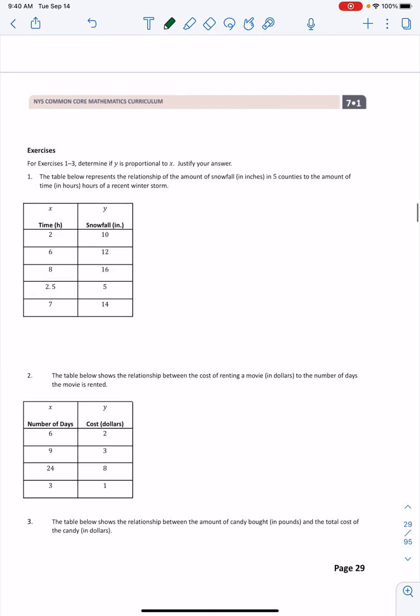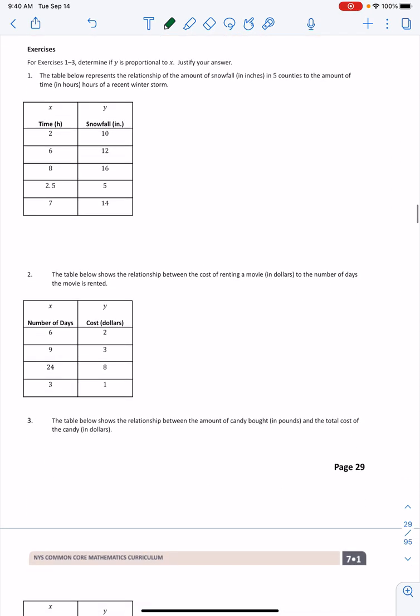Our next example, it says for exercises 1 through 3, determine if y is proportional to x and justify your answer. The table below represents the relationship of the amount of snowfall in inches in 5 counties to the amount of time in hours of a recent winter storm. So here we have y over x, and snowfall over time.